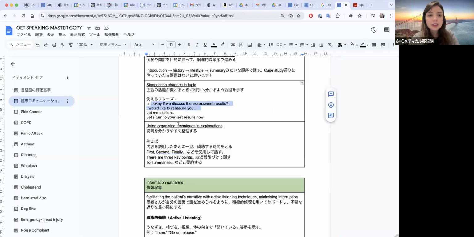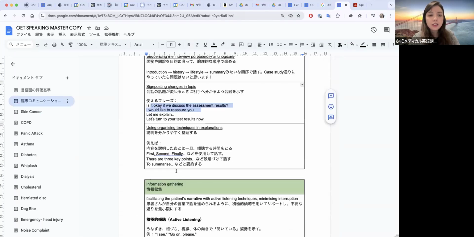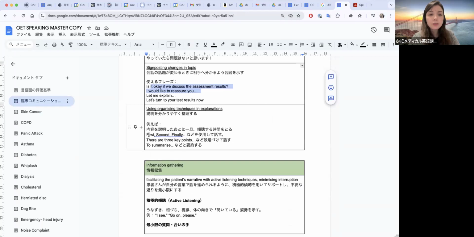Using organizing techniques in explanations. So C3. For example, you want to say firstly, secondly, thirdly. For example, let's say insulin injection. Firstly, you want to remove the cap. Secondly, you want to insert the needle. Lastly, blah blah blah. Or you might want to say there's three steps to doing the insulin injections. Or maybe lastly you could say, okay, so to summarize today's discussion, blah blah blah blah blah.